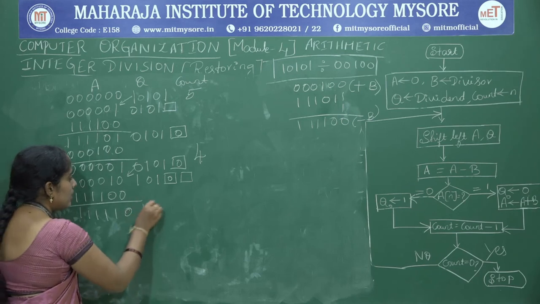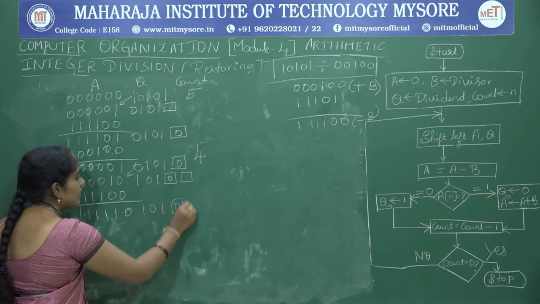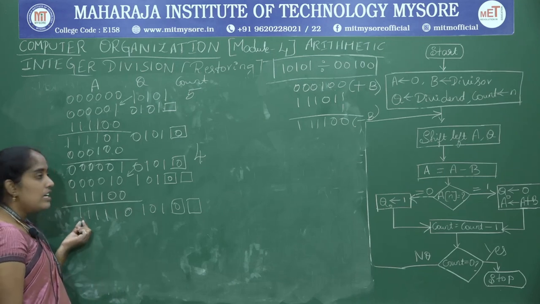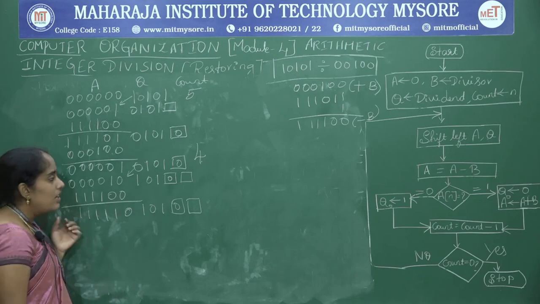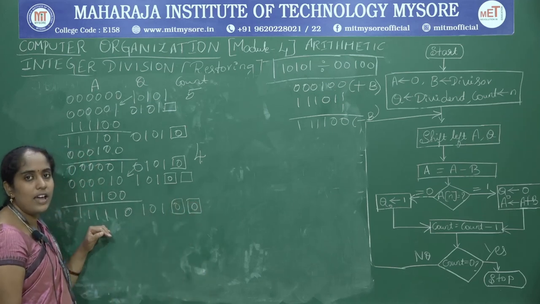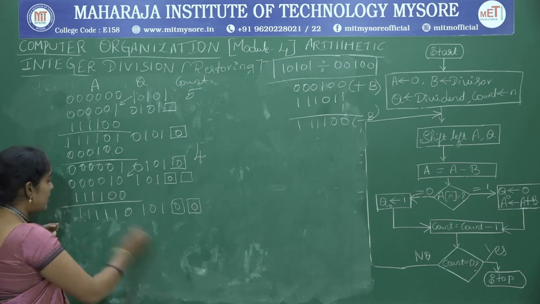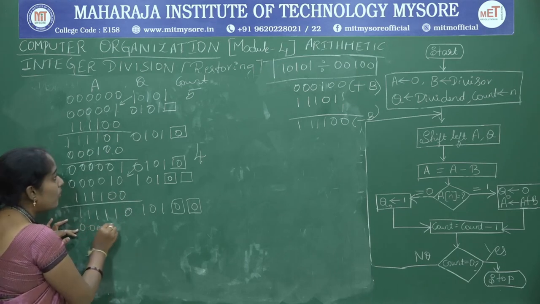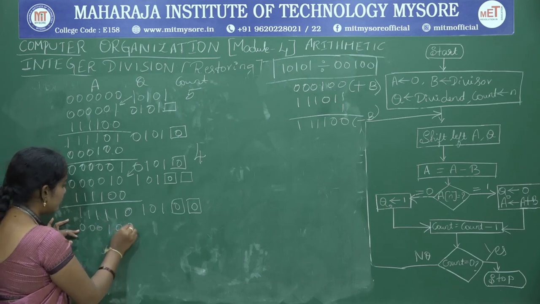Okay. Now it is 1 0 1 0 and blank. Now check the sign bit of A. Here the sign bit of A is 1. Then set Q0 value to 0 and restore the A value. How? For that we have plus B. So plus B is nothing but 0 0 0 1 0 0.